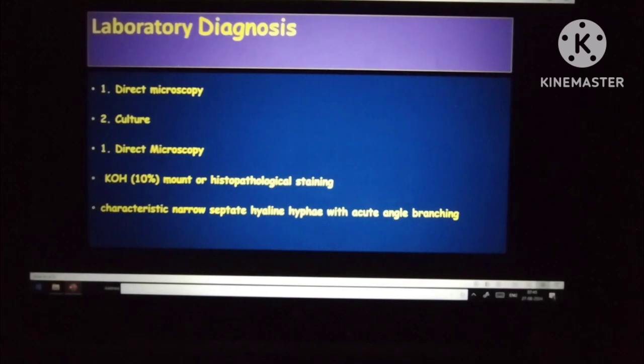So what is the lab diagnosis here? It is direct microscopy, that is how you can make it out, this is the important point. It will have narrow septate hyphae with acute angle branching, whereas zygomycosis will have wide angle branching. Okay. So next you can go for culture or it can be KOH mount.